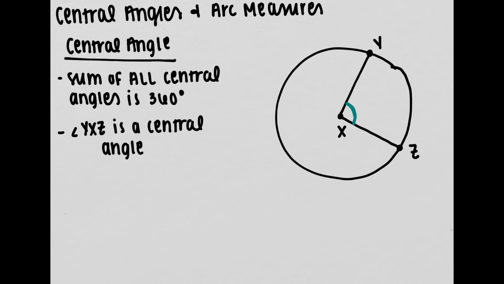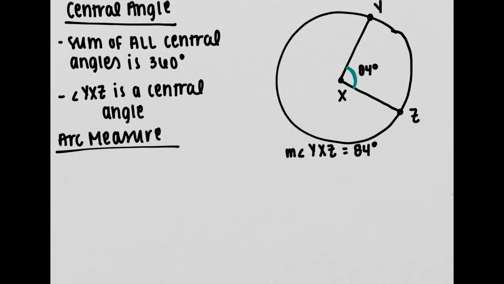If I say that YXZ is 84 degrees, you would just write it as the measure of angle YXZ is equal to 84 degrees. It's really important because in a little bit we're going to do some examples and you're going to have to solve for different angles. So remember that all of the central angles together equal 360. That piece of information is super important.